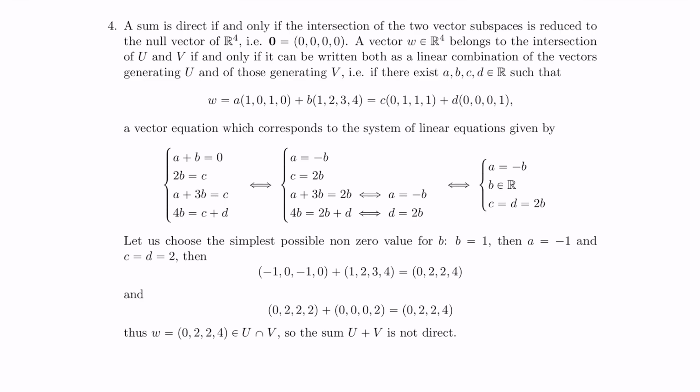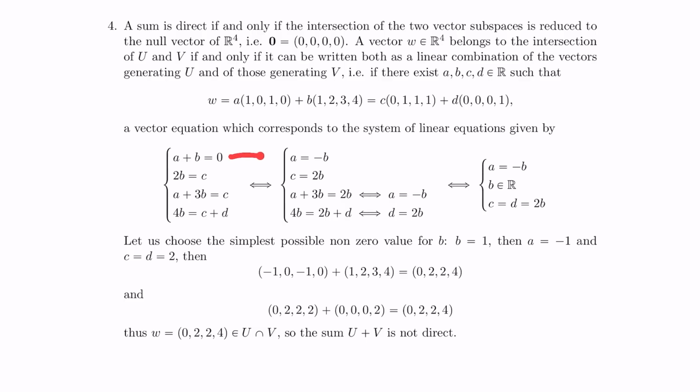For this reason, a vector W that belongs to R4 is in the intersection between U and V if and only if there exist four coefficients that belong to R such that W can be written both as a linear combination of these two vectors here and also as a linear combination of these two vectors here. If you perform these multiplications by a scalar and then you perform the sum, you end up with a vector equation that can be written equivalently as the system of linear equations.